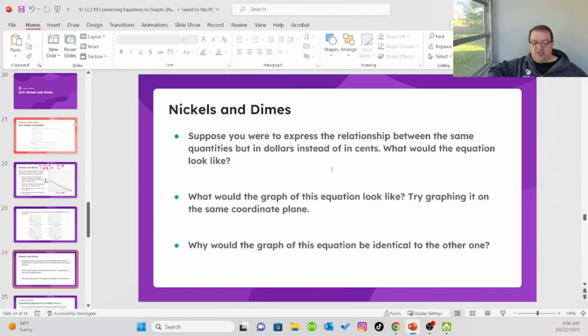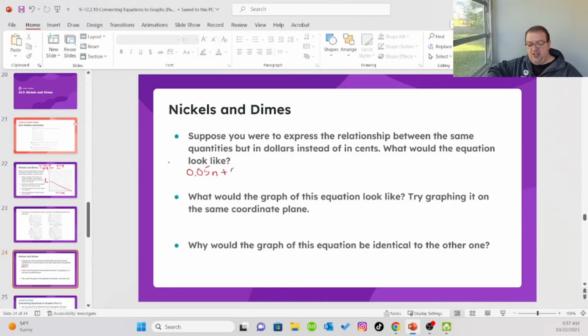Suppose we were to express the relationship between the same quantities, but in dollars instead of cents. What would the equation look like? So originally, we expressed it in cents, and nickels was 5 cents. So we wrote the whole number 5. But now if we're going to write it in dollars, we don't want to say 5 because that would represent $5. We would need to say 0.05N. Now this is 5 cents if whole numbers are dollars.